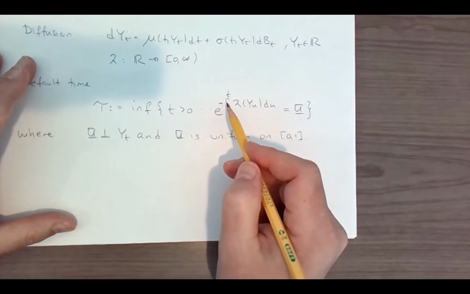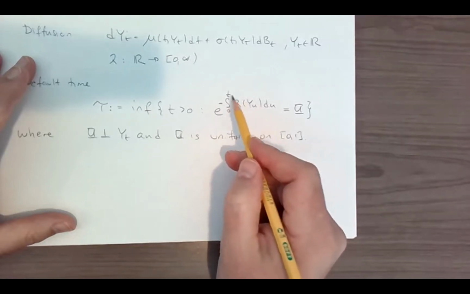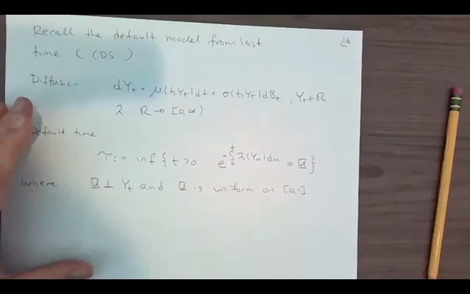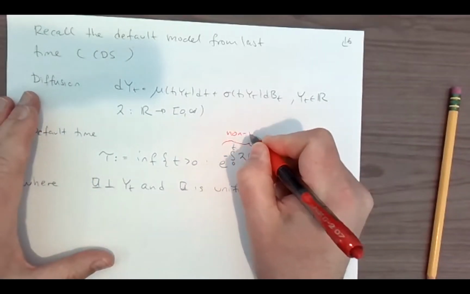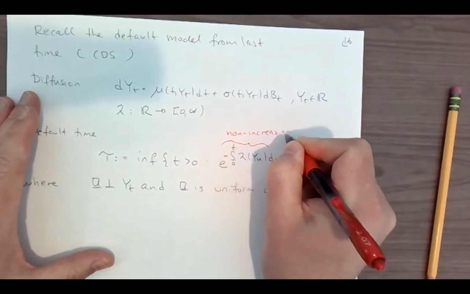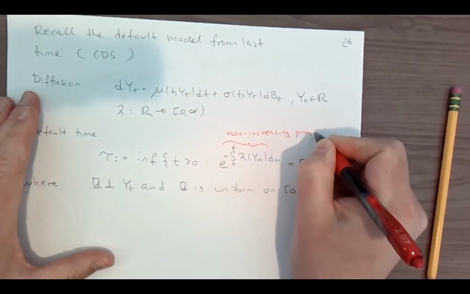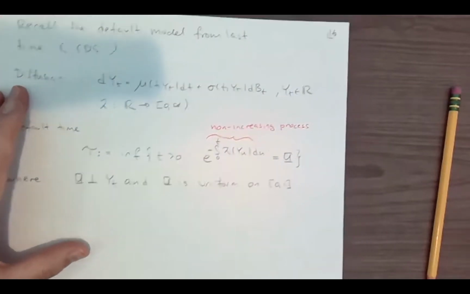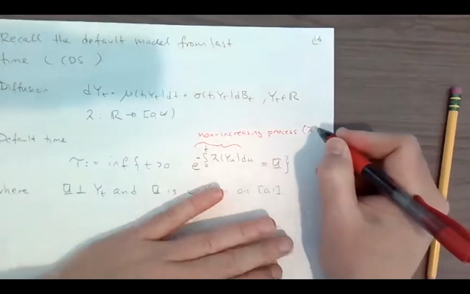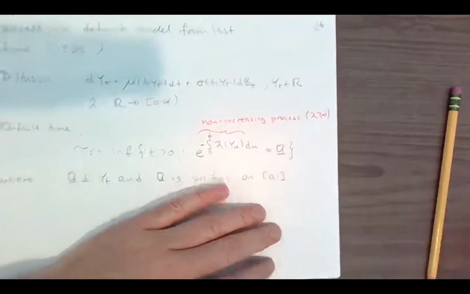So what is happening is that lambda is positive, and so when you integrate over larger and larger areas, you're going to get something here that is more and more negative, right? So this here is a decreasing process, a non-increasing process. That's because lambda is positive, right?